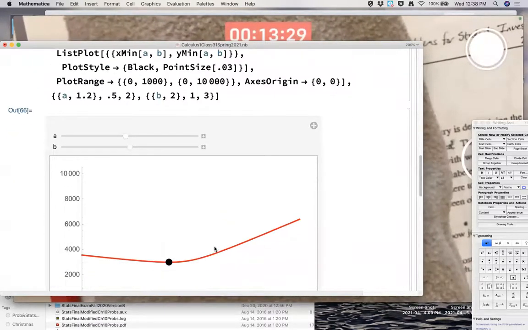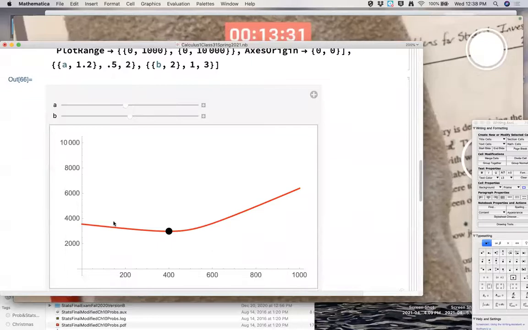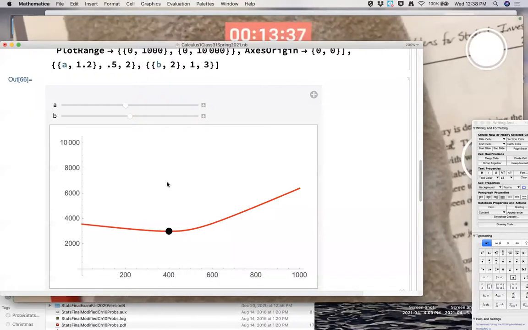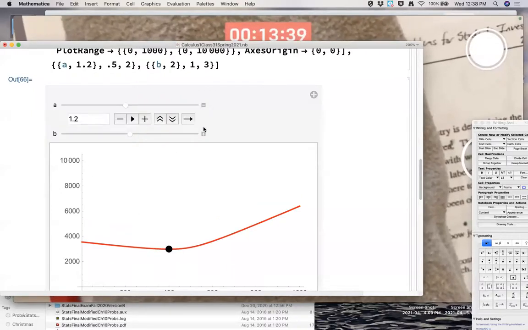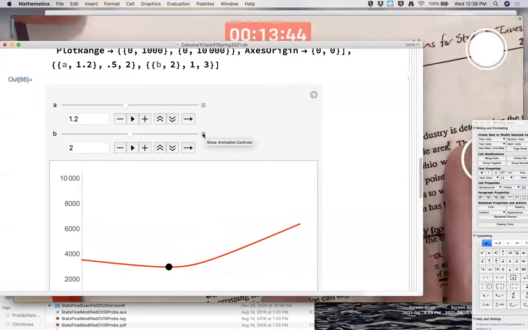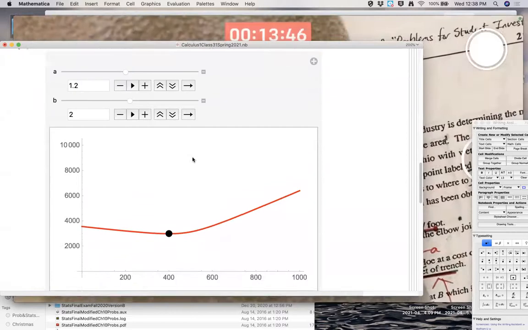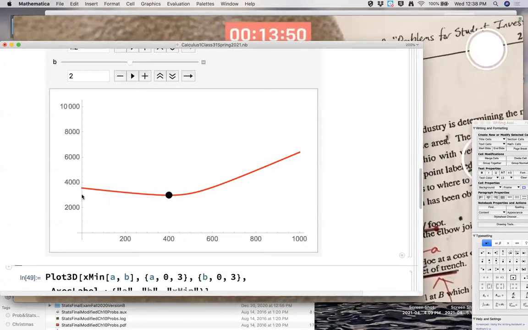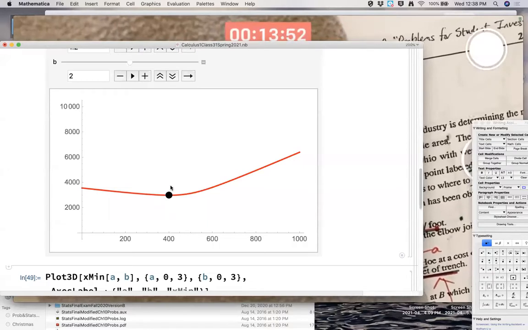This code shows the graph of the cost as a function of x. So the horizontal axis here is x. The vertical axis is the cost. And you can see when A is 1.2 and B is 2, which is what they were in the problem description, we've got a minimum close to 400 for x and close to 3,000 for the cost. That black dot is at the minimum point.